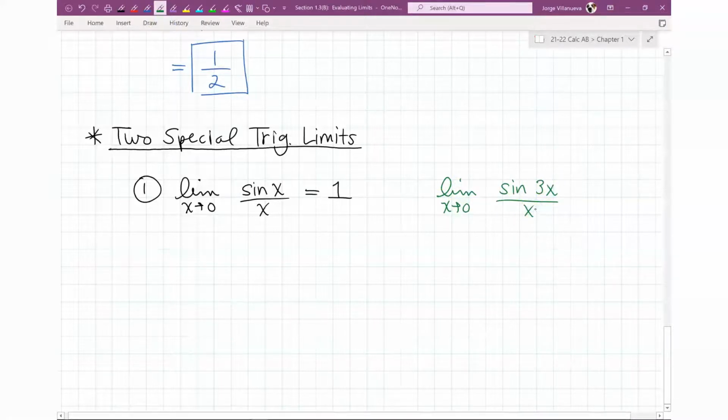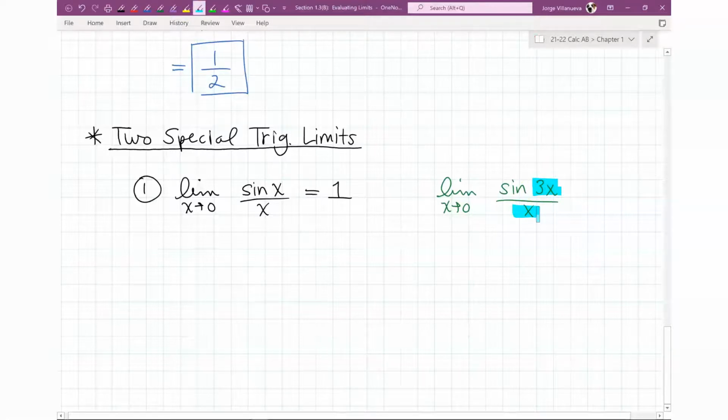this is not equal to 1. Okay, this is not equal to 1. This is actually equal to 3. But let me explain how. The pattern I need is I need the angle and the denominator to match, correct? How do I make the denominator match the angle? What's missing? Say again? Not the sign, no. I just need the angle and the denominator to be the same. What's missing? You guys don't know what I'm talking about? This part right here.